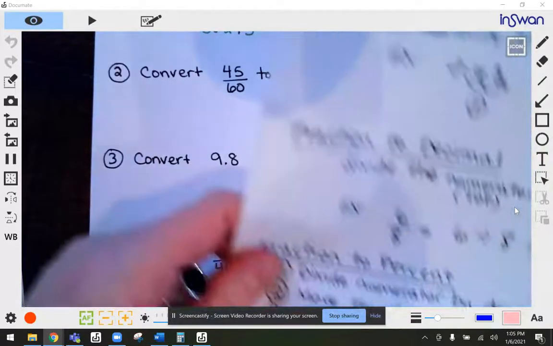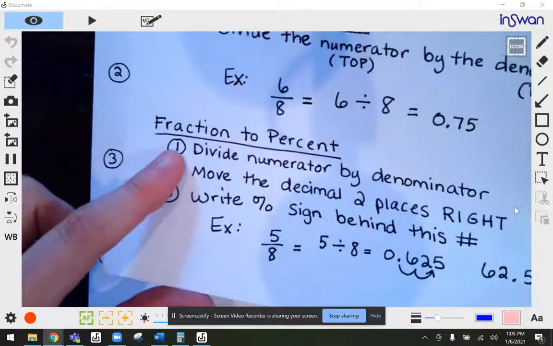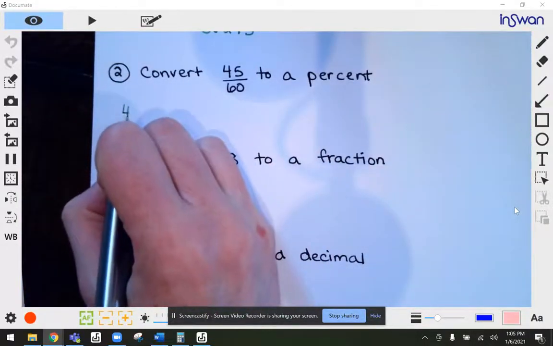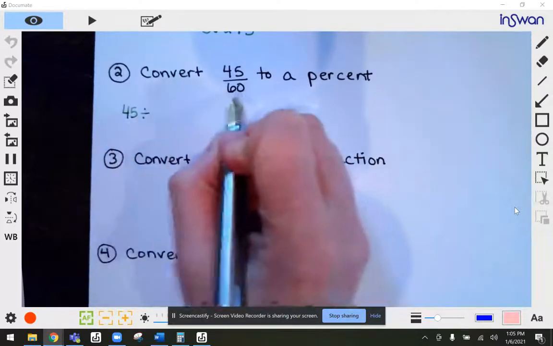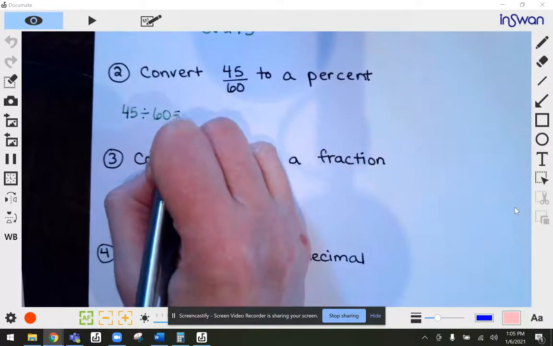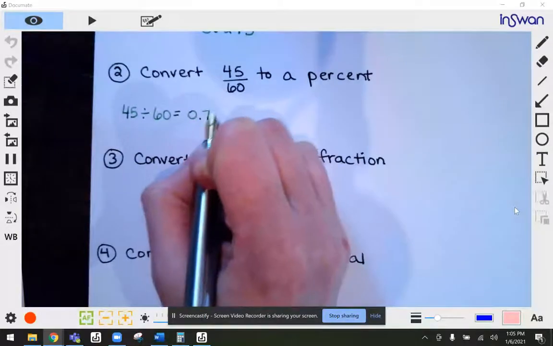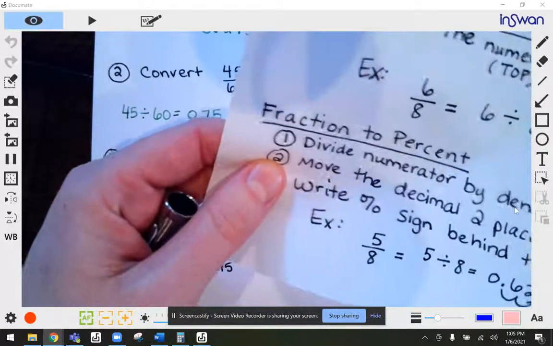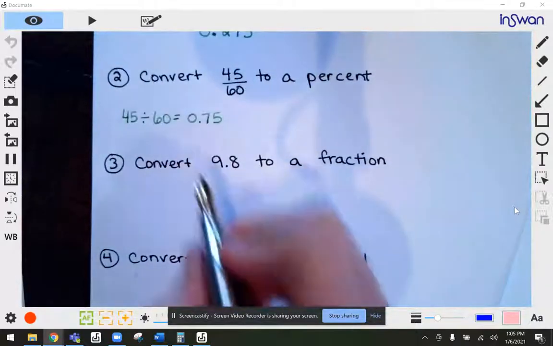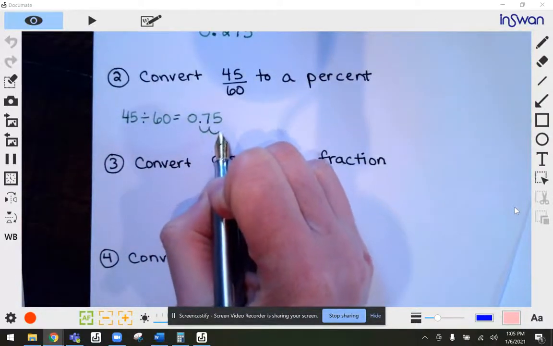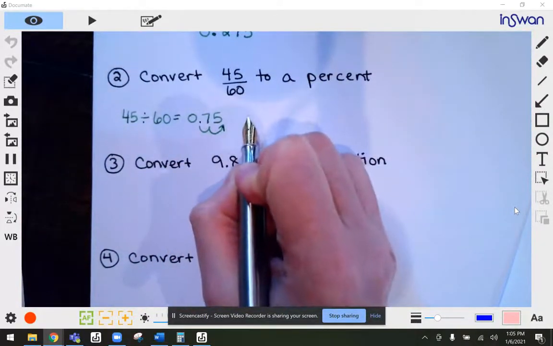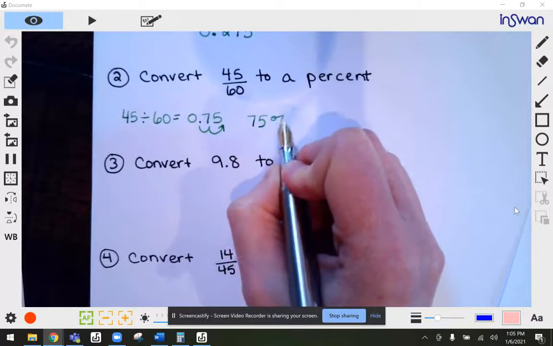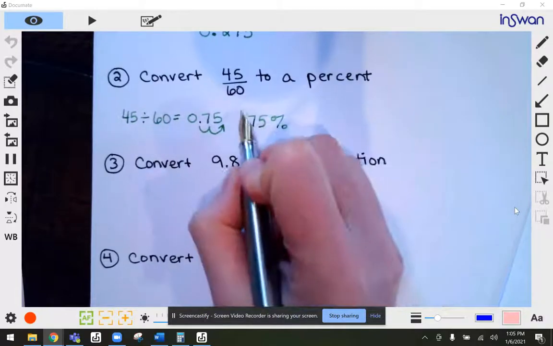Okay, for number 2, I'm going from a fraction to a percent. So pull up your notes, fraction to percent, divide numerator by denominator. So I would do 45 divided by 60. When I put that in my calculator, I get 0.75. Then it says move the decimal 2 places to the right. So I'm going to go ahead and move that 1, 2. So that's going to be 75. And then I'm going to write my percent sign behind it. So this would be 75%.